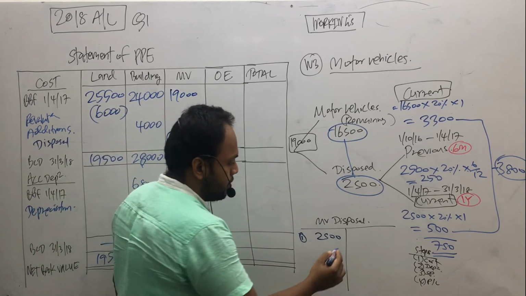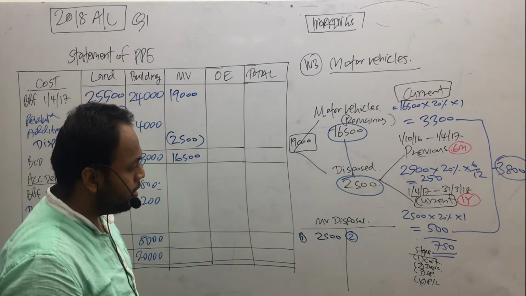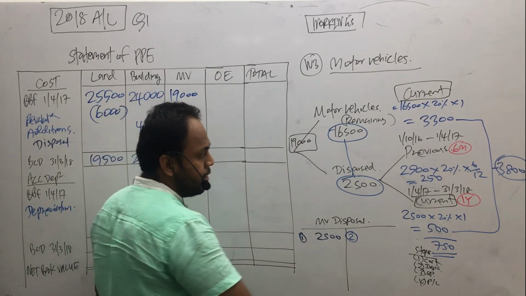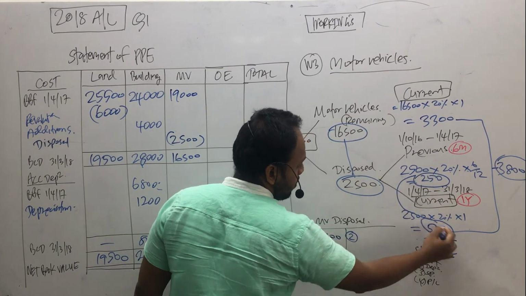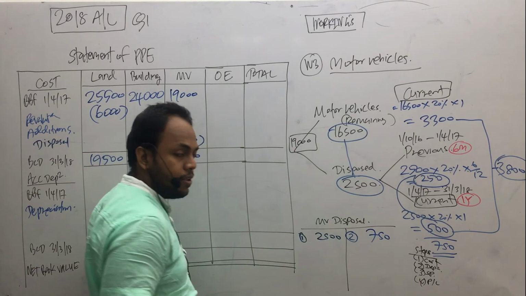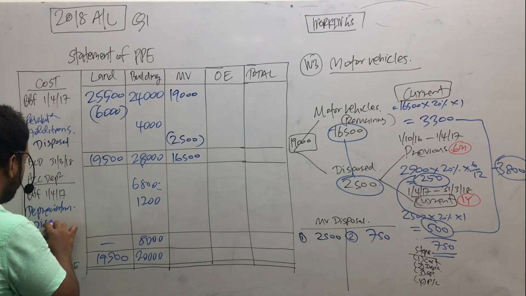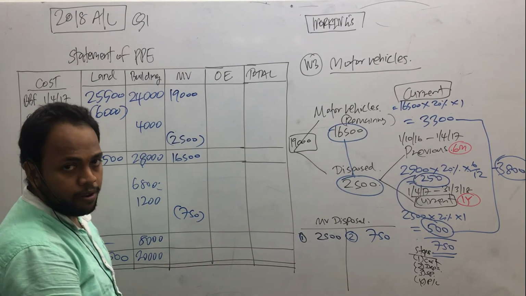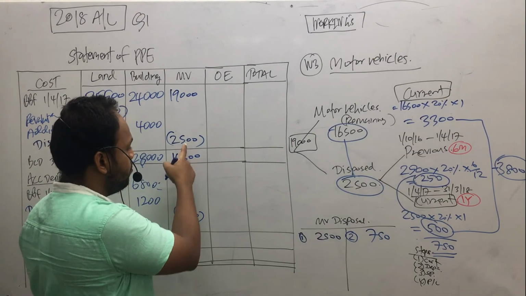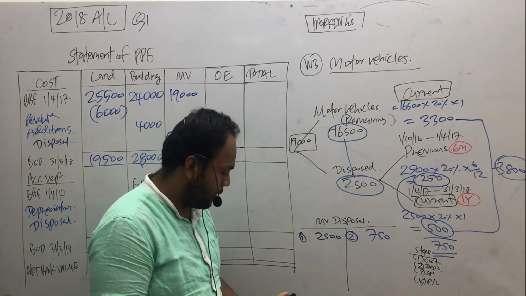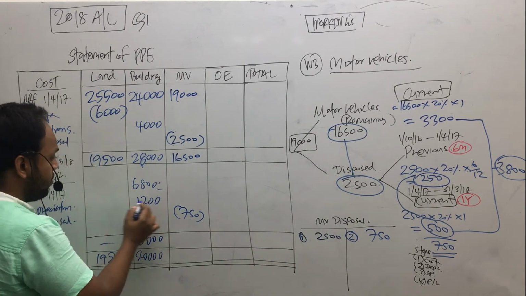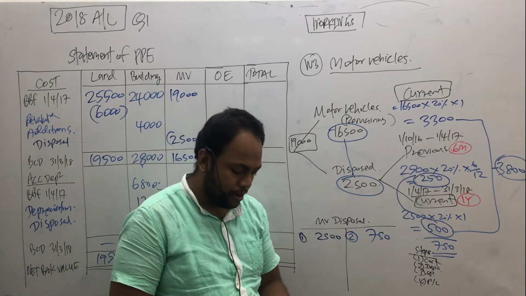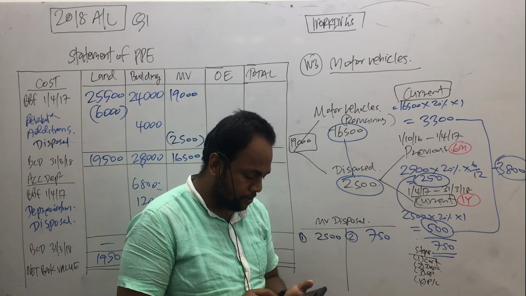Then the second adjustment, the total depreciation of the disposed vehicle, that is 250 plus 500, 750. So that is the disposal. 750 will be minus. And also we can write the current year depreciation. Current year depreciation we have calculated, it was 3,800.